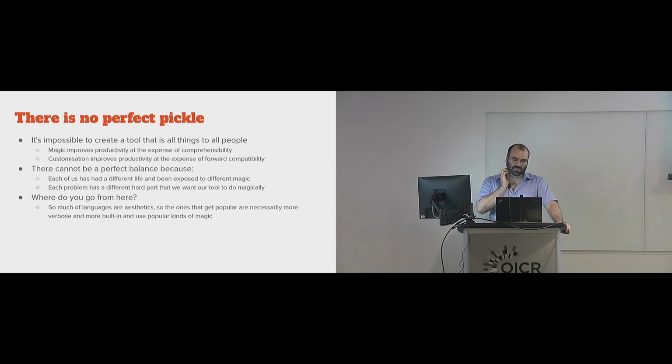And each problem that we want to solve has a different hard part. And so we need different languages that do the hard parts differently because of the nature of the domain space of the problem. So where do you go from here? So much of languages are aesthetics. So the ones that get popular are generally going to tend to be more verbose and more built in and use kinds of magic that are popular in other languages, because people will be able to switch to that language if it is familiar in certain ways.